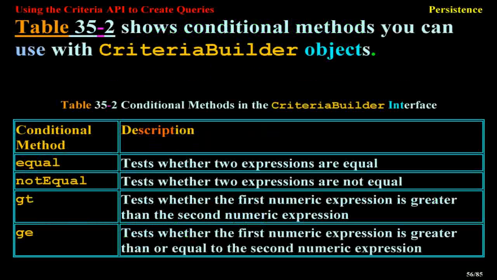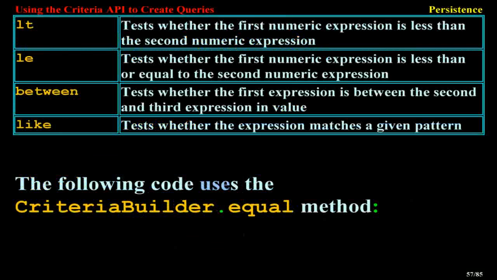Conditional method, description. equal tests whether two expressions are equal. notEqual tests whether two expressions are not equal. gt tests whether the first numeric expression is greater than the second numeric expression. ge tests whether the first numeric expression is greater than or equal to the second numeric expression. lt tests whether the first numeric expression is less than the second numeric expression. le tests whether the first numeric expression is less than or equal to the second numeric expression. between tests whether the first expression is between the second and third expression in value. like tests whether the expression matches a given pattern.